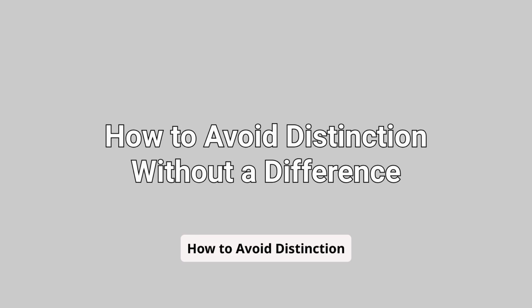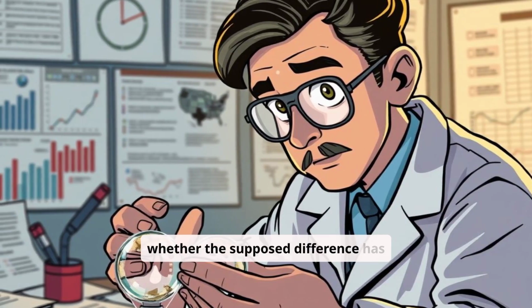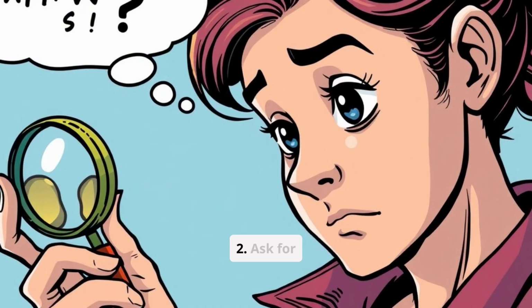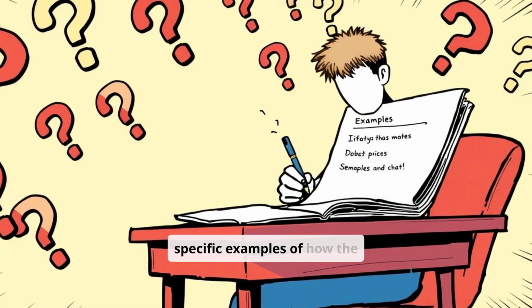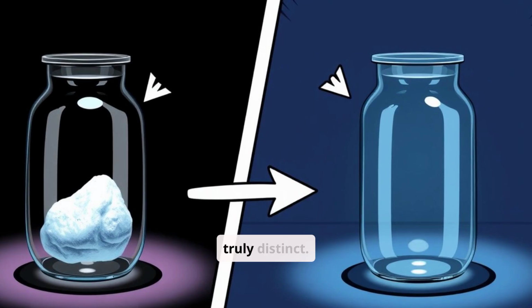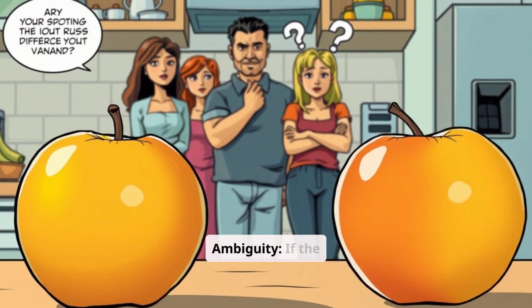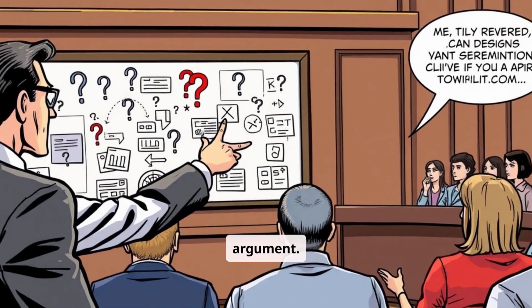How to avoid distinction without a difference. 1. Focus on substance. Examine whether the supposed difference has practical implications or is merely rhetorical. 2. Ask for clarity. Request specific examples of how the two things being compared are truly distinct. 3. Challenge ambiguity. If the distinction seems superficial, question its relevance to the argument.